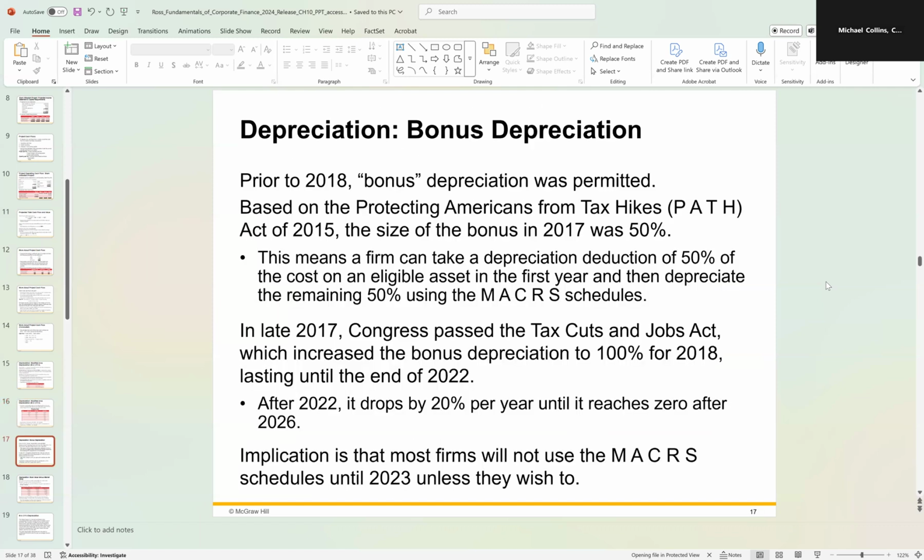Prior to 2018, bonus depreciation was permitted. Because this is not permitted anymore, there's no sense in going over it.